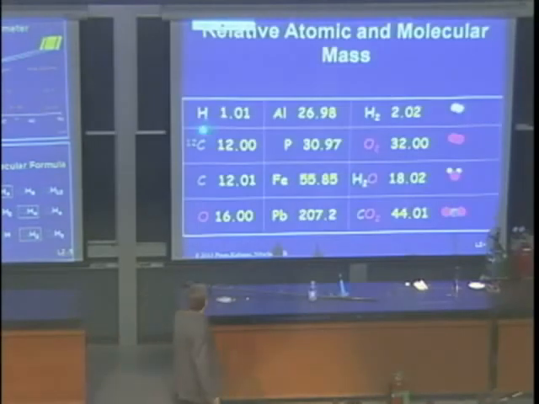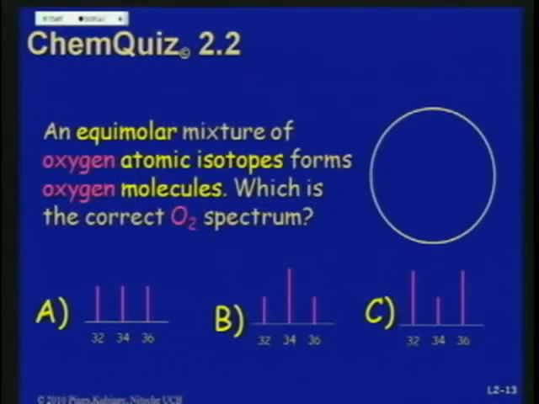So we had talked about how the masses of atoms add up to molecular masses, and we talked about this the last time. So now I'm going to ask you a question. We have an equimolar mixture of oxygen atomic isotopes. So that is not natural oxygen. We have oxygen 16 and oxygen 18, and we have the same number of atoms of oxygen 16 and 18, okay? And we run this through a mass spectrometer, and then we get a mass spectrum.